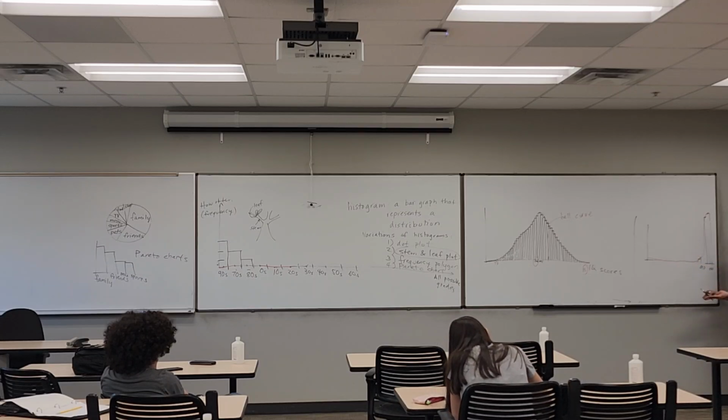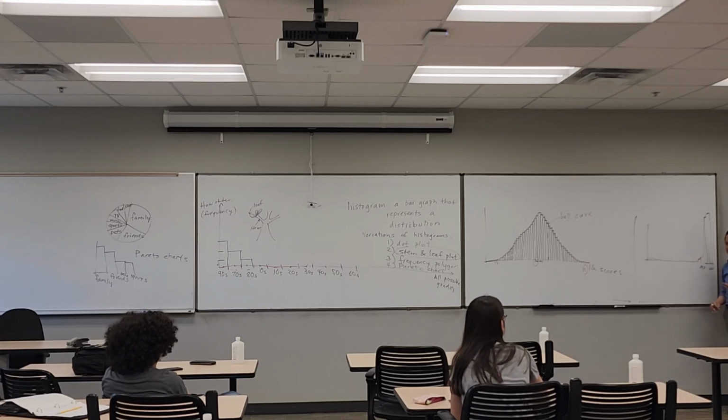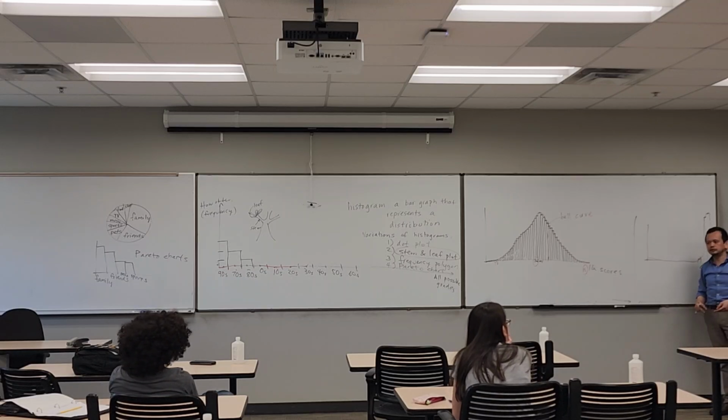So most of the time, yes, tests, especially standardized tests, you do have distributions that are bell curves, like SAT, ACT, FCAT, and so forth. So what other examples do you think are bell curves?